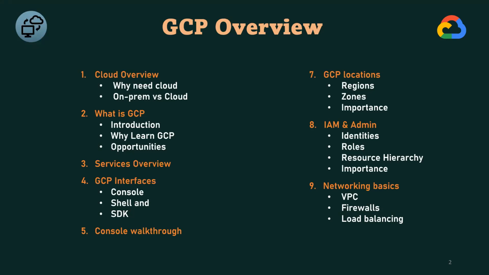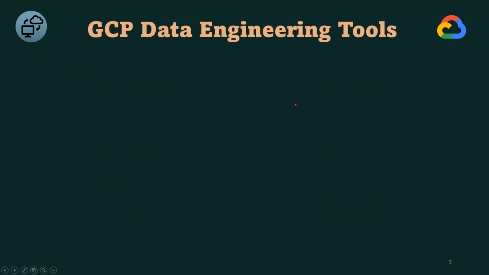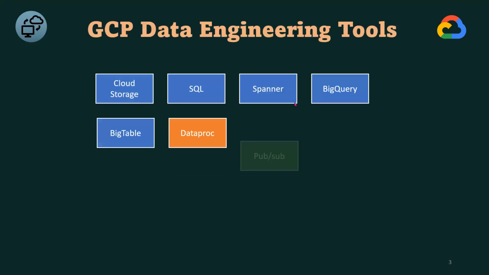For example, if I'm learning the console, shell, SDK, the locations concept, IAM and admin concepts, these are not specific to the Google Cloud Platform. This knowledge can be useful in Azure as well as AWS. Whenever you are learning a cloud platform, you need not learn another cloud platform from scratch, because if you are familiar with one cloud platform, you already have some knowledge of the other cloud platforms as well. So let us start. These are the tools that we are going to learn in our session.